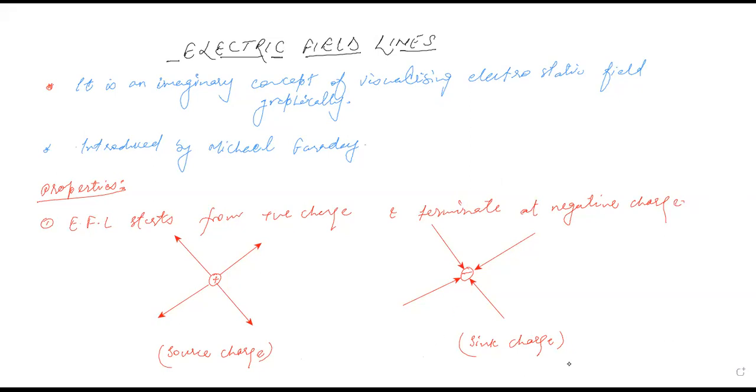Now the next point is that they never intersect each other. I mean, electric field lines never intersect each other. You can draw like this. This is the electric field lines of a charge Q1, and this is the electric field lines of another charge Q2. So we can say in the same space, infinitely many lines can flow. Are you clear? They never disturb each other.